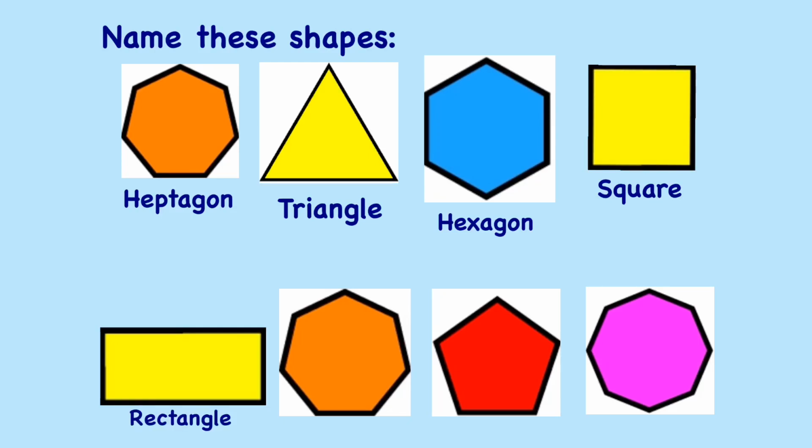The orange shape has 7 sides, so we call that a heptagon. The red shape has 5 sides, so we call that a pentagon. And the last shape, the pink shape, that has 8 sides, and remember the octopus with its 8 tentacles, so this is an octagon. Well done! You now know the names of these polygons.